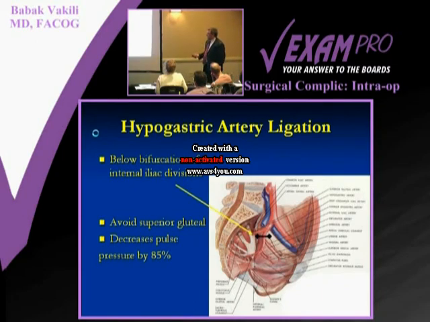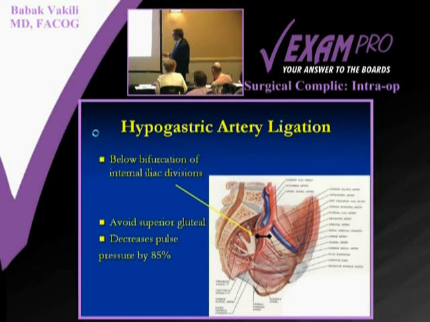You want to ligate it below that division. If you ligate it above it, there are a few case reports of buttock sloughing from doing that. So you really want to go lower. You pass the right angle from lateral to medial under the artery, grab the suture, tie it off.